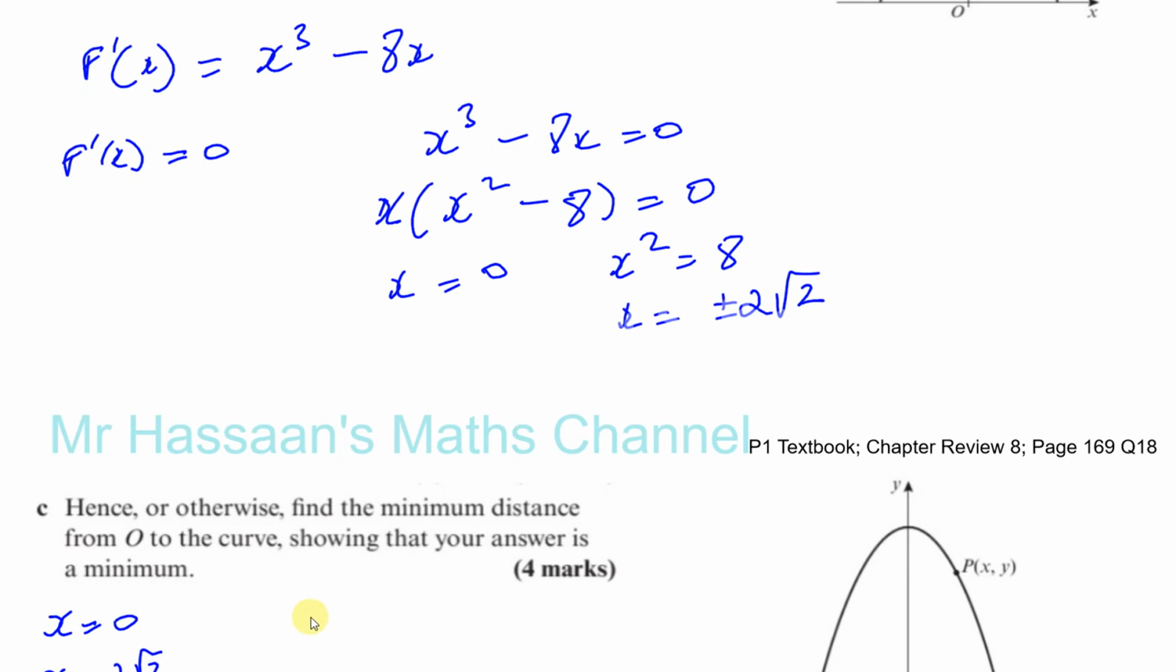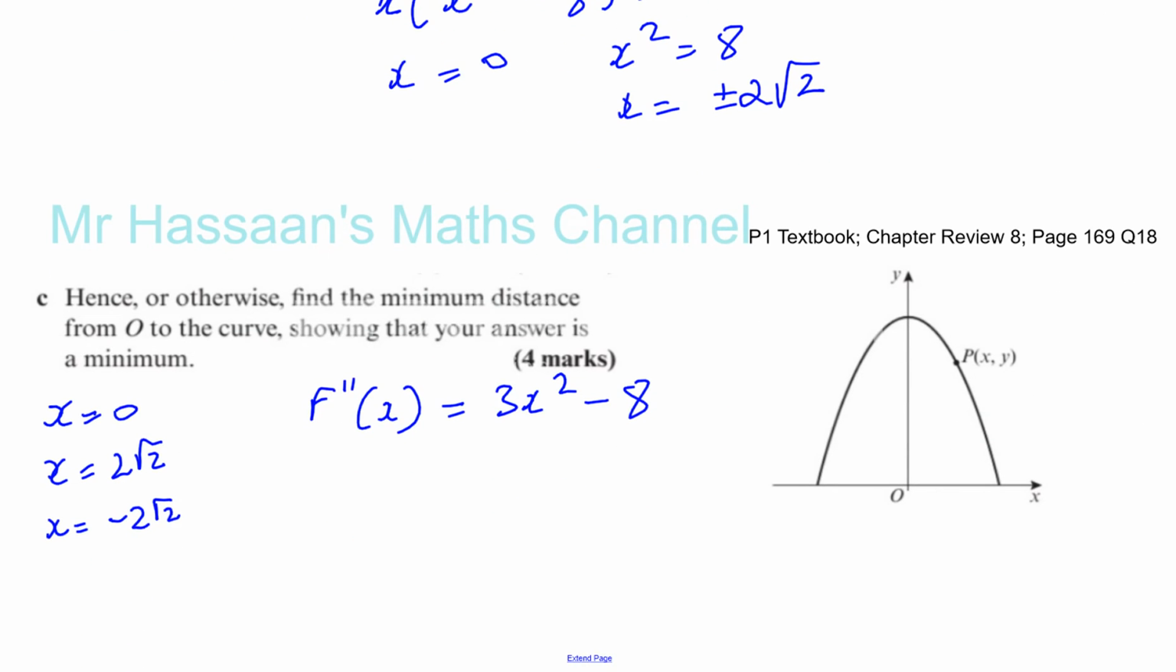We're going to have to find f double dash x, which gives us 3x squared minus 8. If I put 2 root 2 in here, I'm going to get 3 times 4 times 2, minus 8, which is going to give me something that's positive. And I'll get the same value for x equals minus 2 root 2 in there. I'll still get a positive value. So both of these will give me minimums.